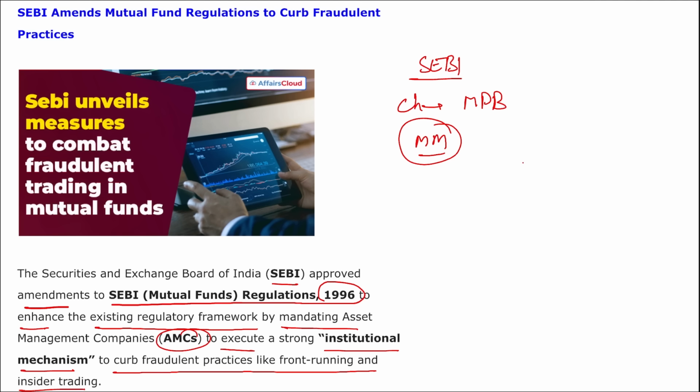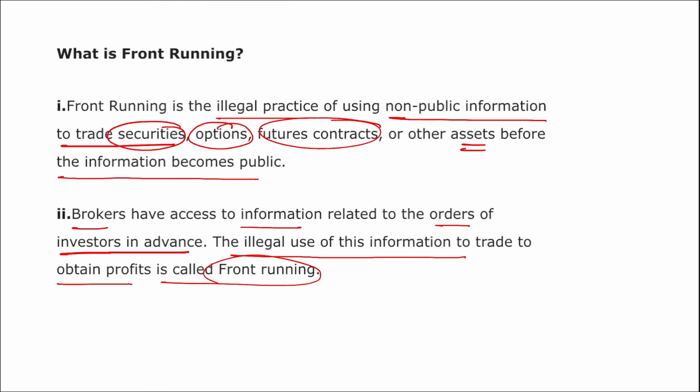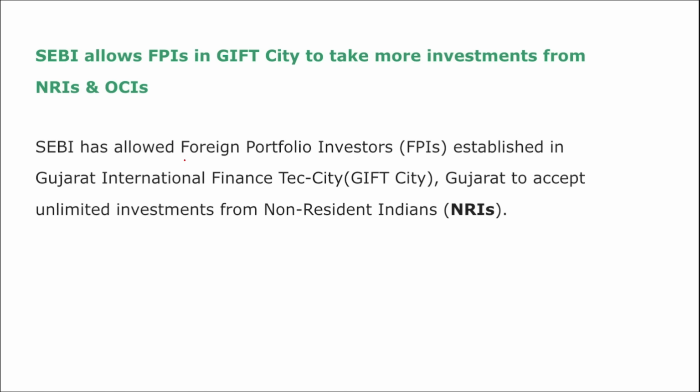Then, remember SEBI has allowed FPIs, foreign portfolio investors in GIFT City, to make more investment from NRIs and OCIs. Right? I repeat, SEBI has allowed foreign portfolio investors in GIFT City to take more investment from NRIs and OCIs. Correct? Now they will be able to invest more here in India.